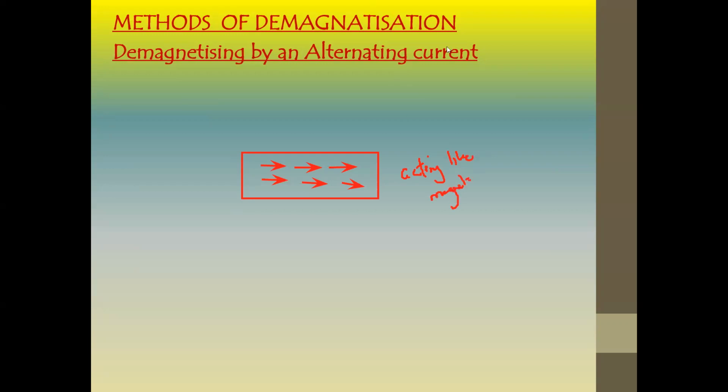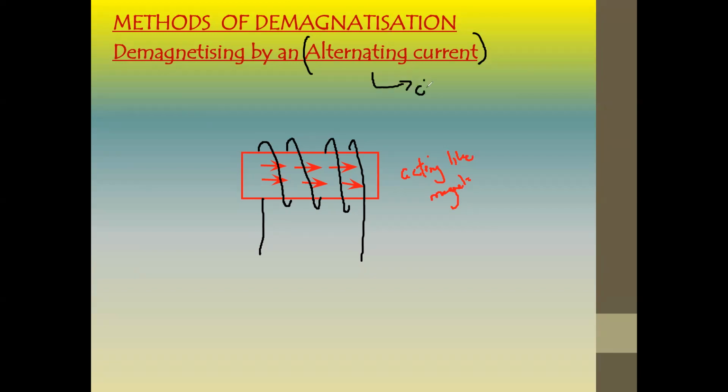So what we can do, we wrap the wire around, but this time we are using alternating current. What is the meaning of alternating current? The current which changes direction continuously. So the current which is changing direction continuously is called alternating current.